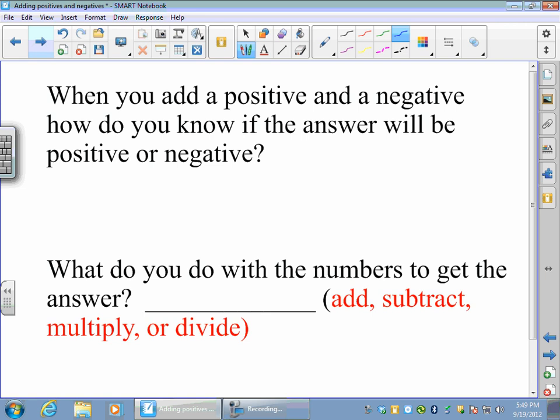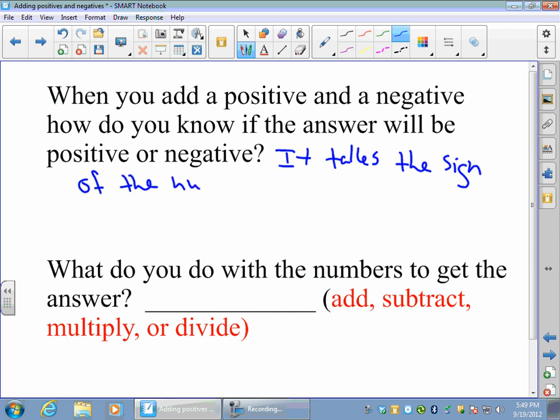So the rule is if you're adding a positive and negative, the sign will be take the sign of the larger number. So it takes the sign of the number with the higher absolute value.